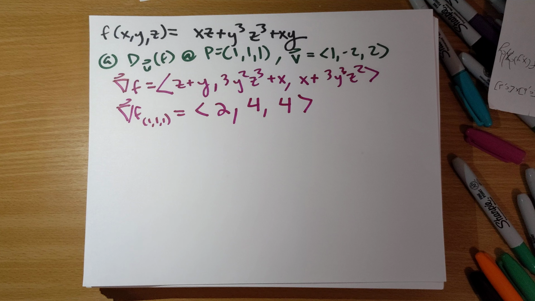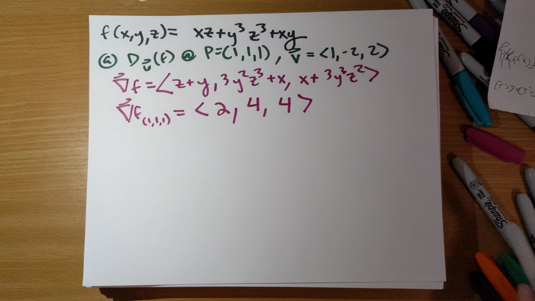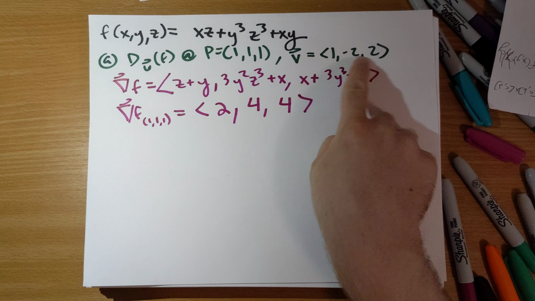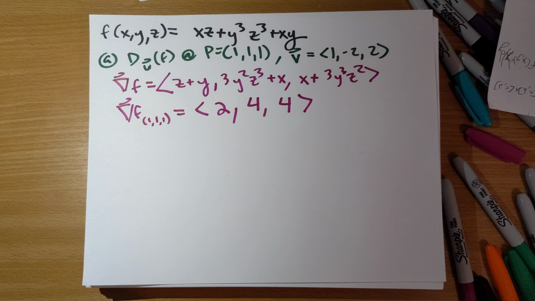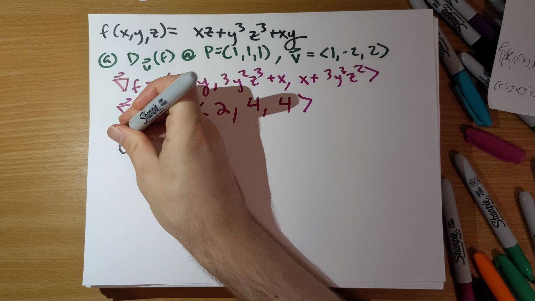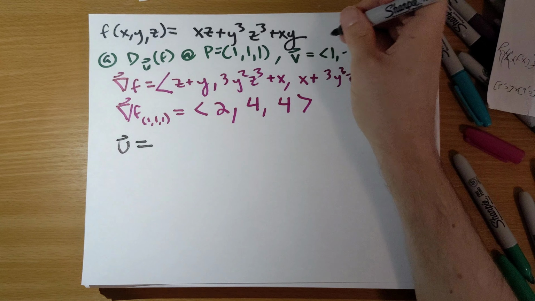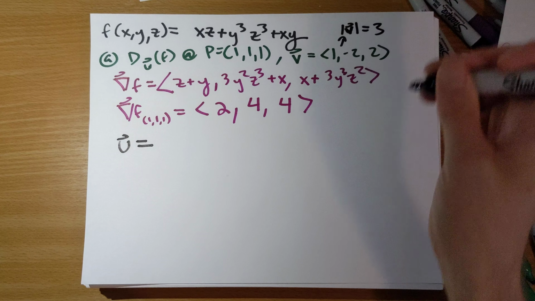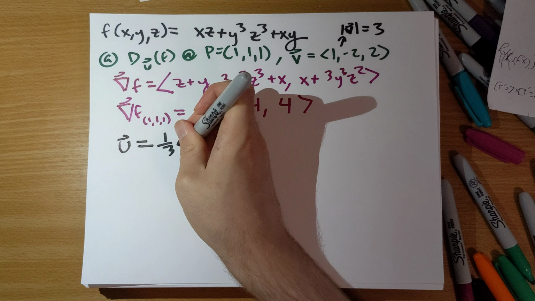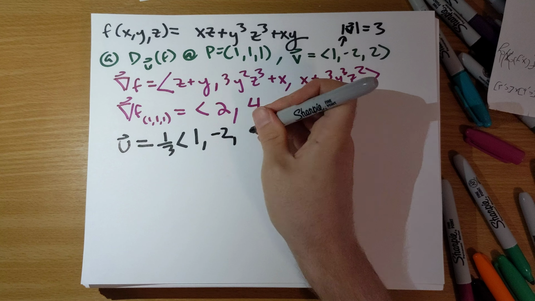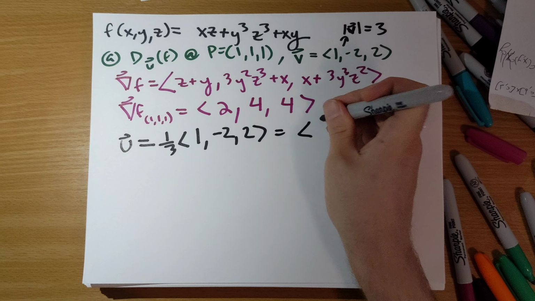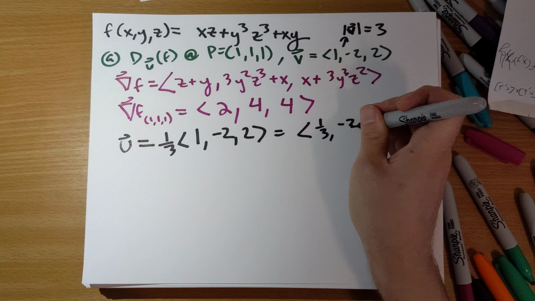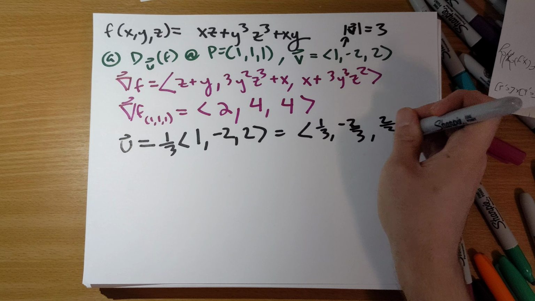Okay, the second thing that we need to do here, we need to make sure we have the direction. So v is ⟨1, -2, 2⟩, but we need a unit vector. The magnitude of v here is 3. So u is 1/3 times ⟨1, -2, 2⟩. It's ⟨1/3, -2/3, 2/3⟩.